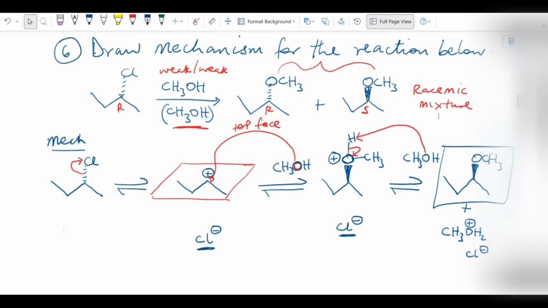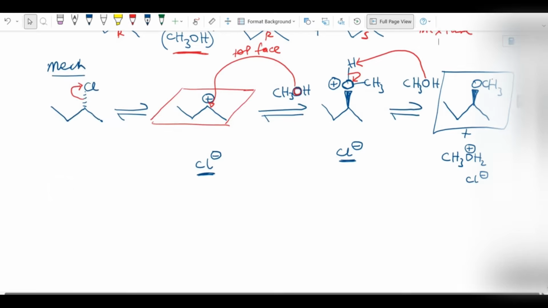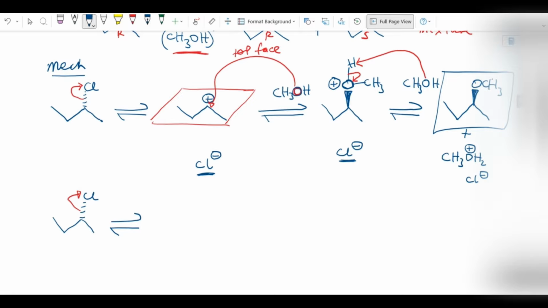So let's go ahead and draw the mechanism for the other product. Again, the Cl will leave first. When that happens, you will form the carbocation intermediate. Carbocation has a geometry of trigonal planar. And trigonal planar means flat.